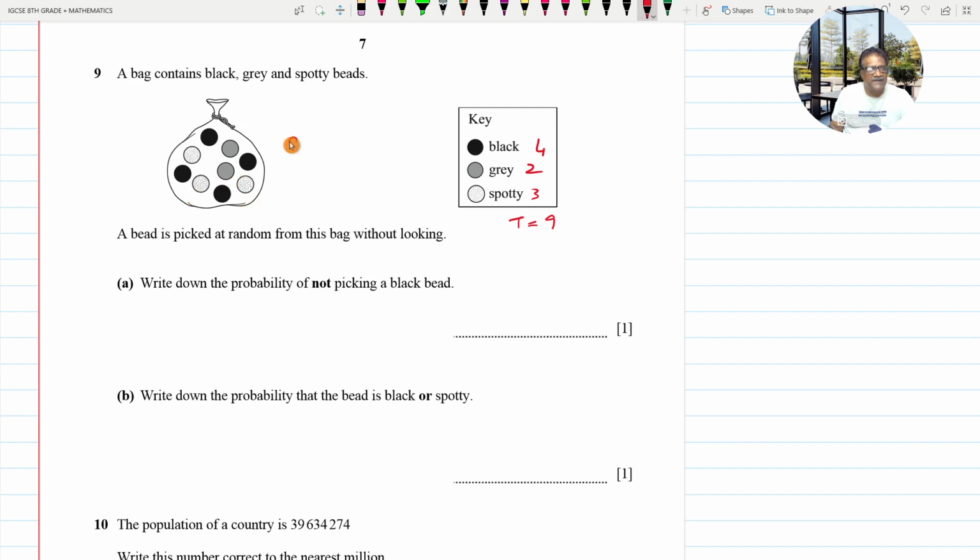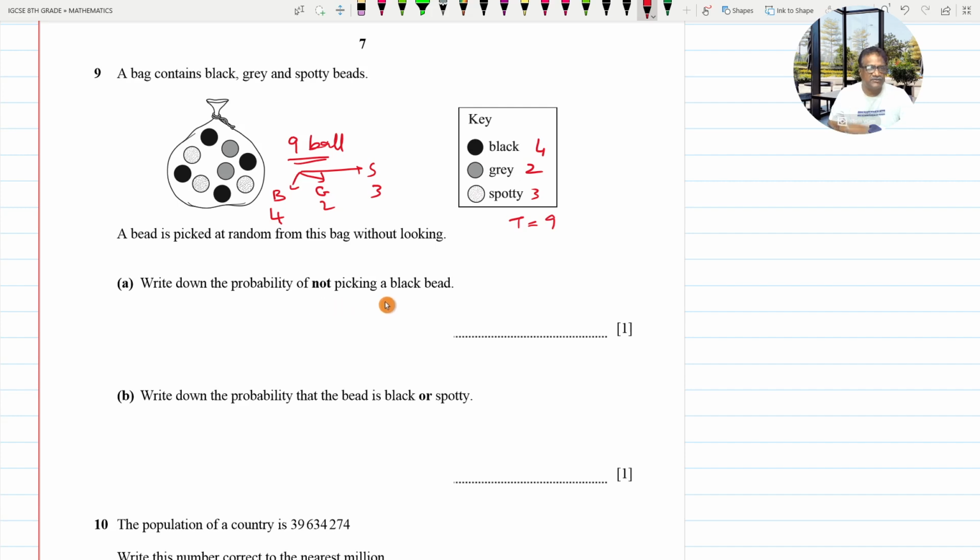So out of 9 balls, the bifurcation is this way. You have black balls 4, you have gray balls 2, and then you have spotty balls, how many? 3. Okay. So this is the bifurcation. Black balls 4, gray is 2 and spotty is 3. Fine. Now let us try to answer these questions. Write down the probability of not picking up a black bead.